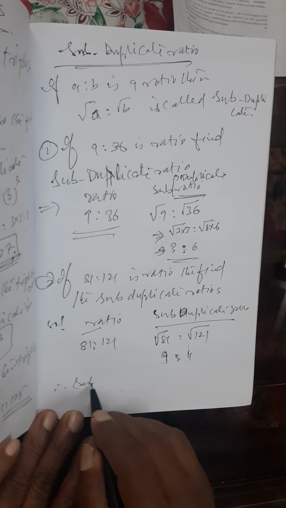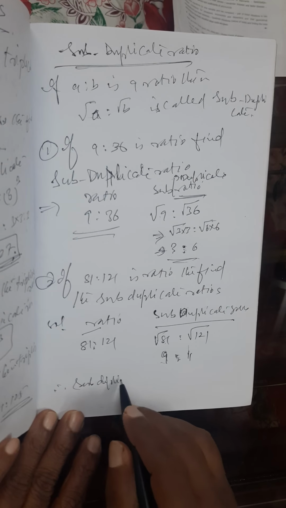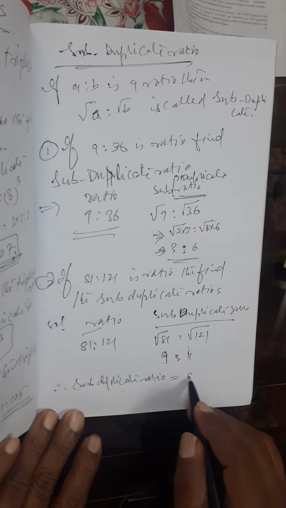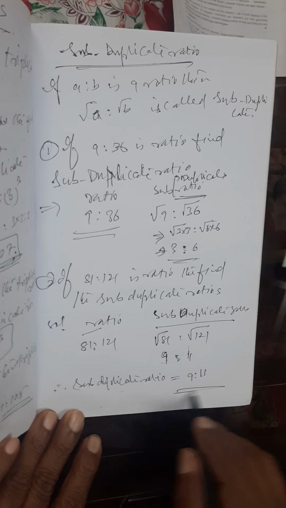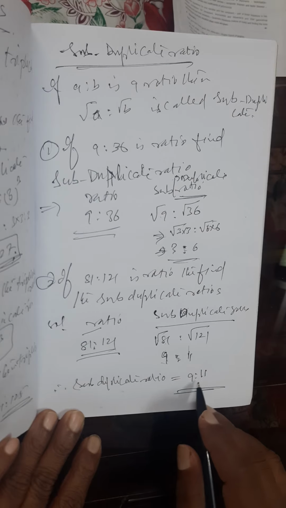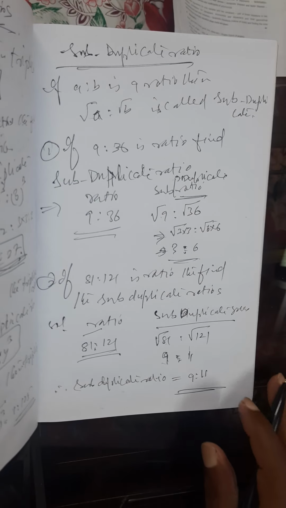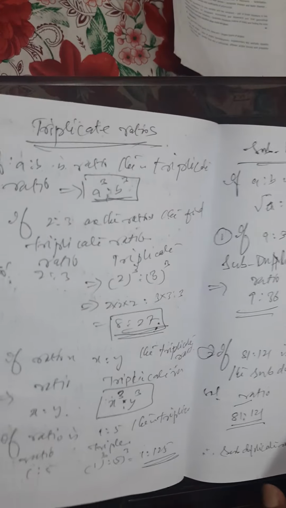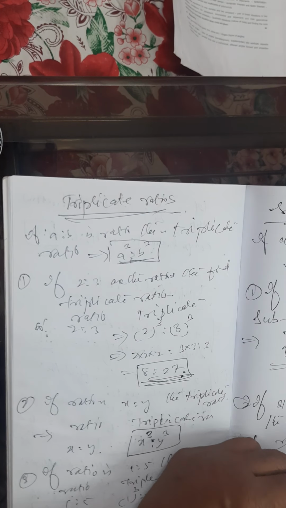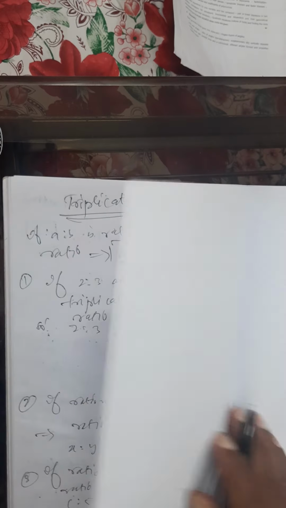So our subduplicate ratio is 9:11. The subduplicate ratio of 81 is to 121 is 9:11. Like that we can find subduplicate ratios. Another one we will do: we have to find subtriplicate ratios.